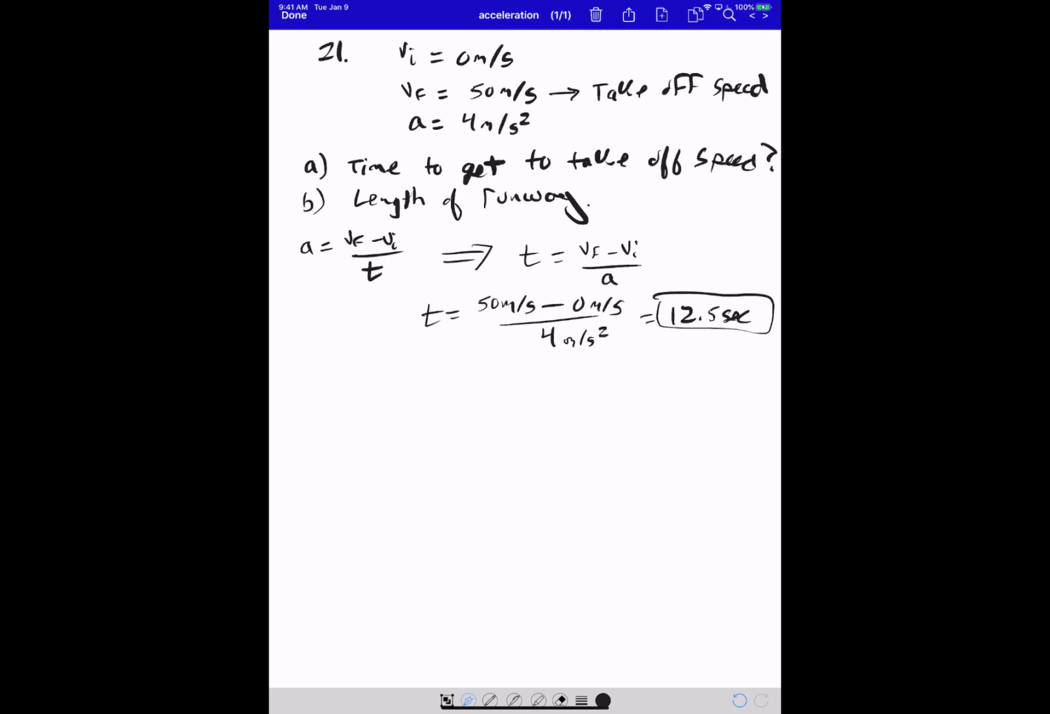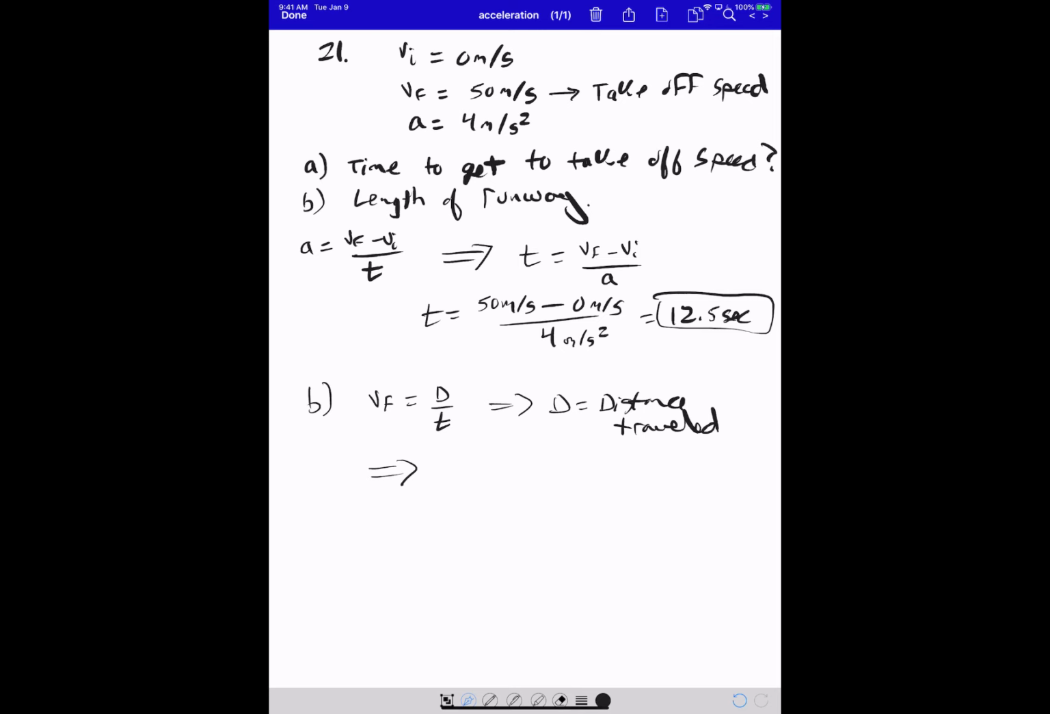B is a little bit more challenging, but again, it's just about using the appropriate formula. So for B, recall that final velocity equals distance over time. So again, D is distance traveled. So let's write that down. D equals distance traveled. And then we're just going to rearrange it to solve for D, because we're looking for the length of the runway.